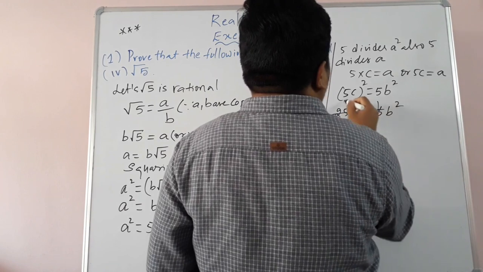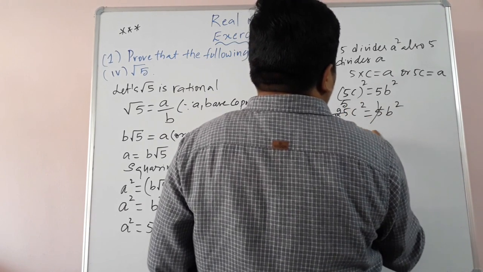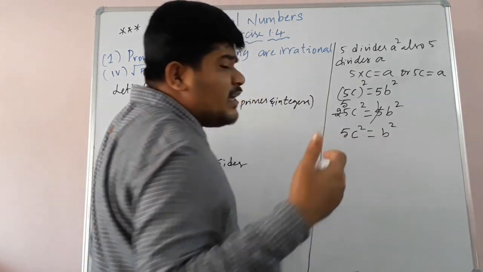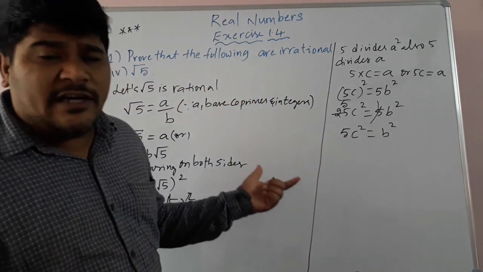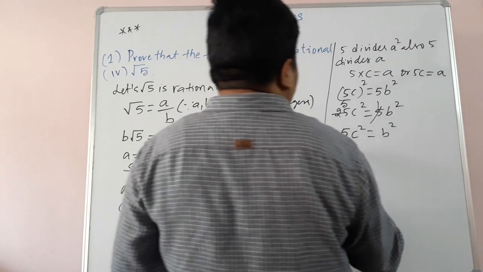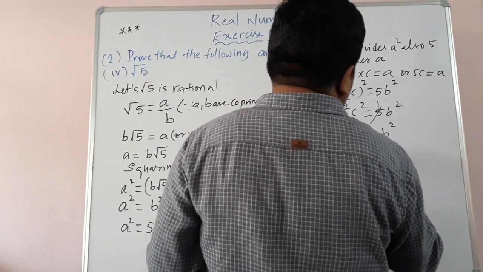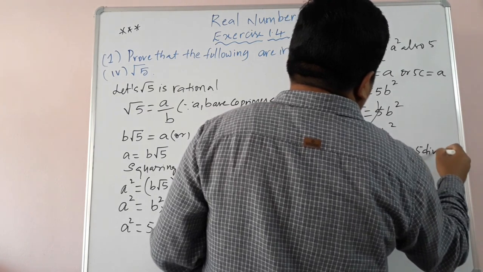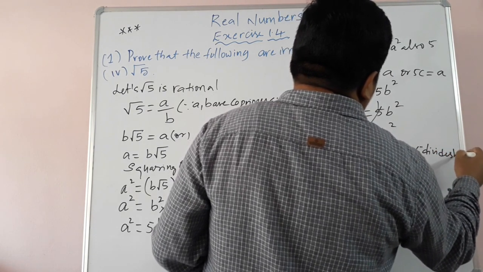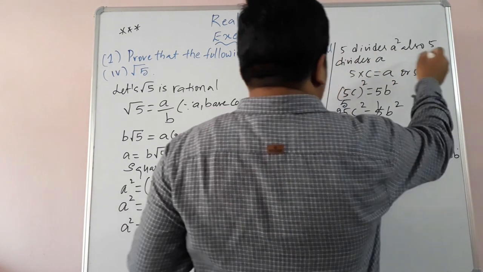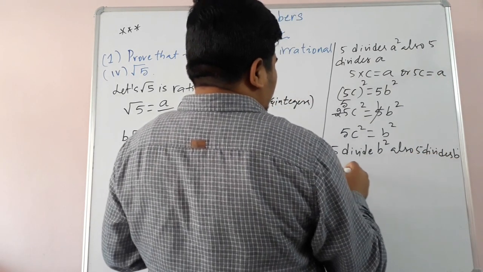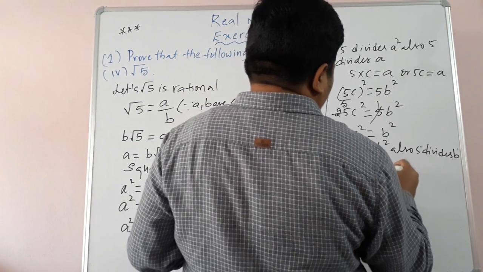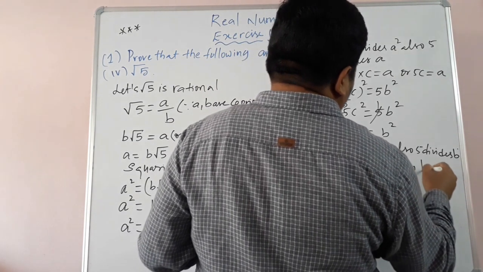So 5 ones are 5, 5 fives are 25. So we got here 5c square is equal to b square. It means what, children? 5 into something is equal to b square. It means 5 divides b square. Okay, so 5 divides b square. Also 5 divides b. Means, children, what is the statement? 5 divides a, 5 divides b. Means 5 divides both a and b.